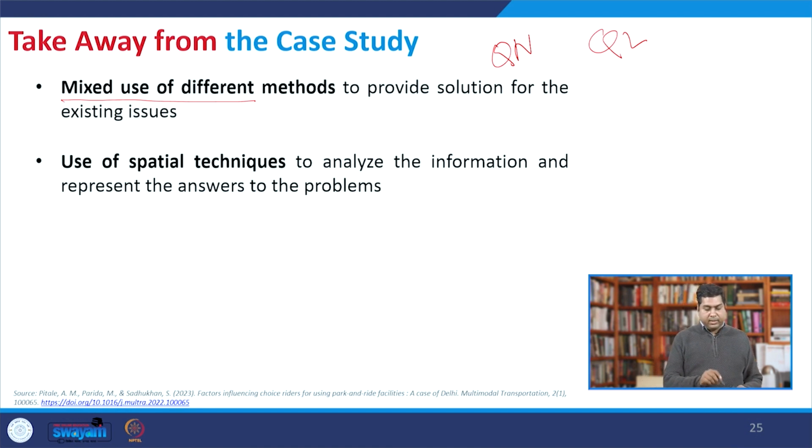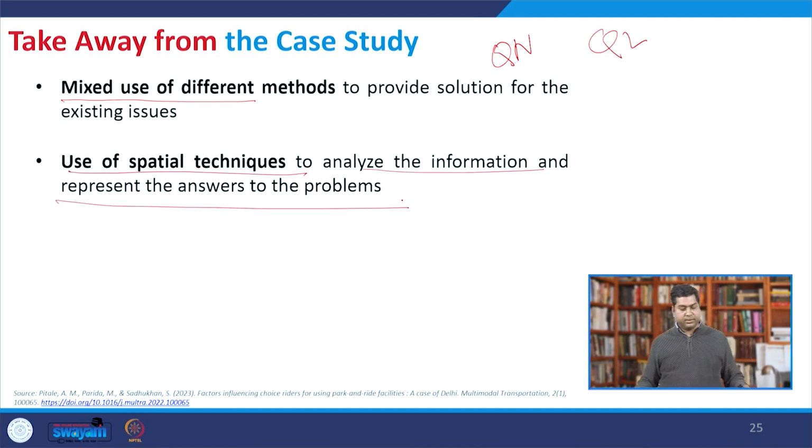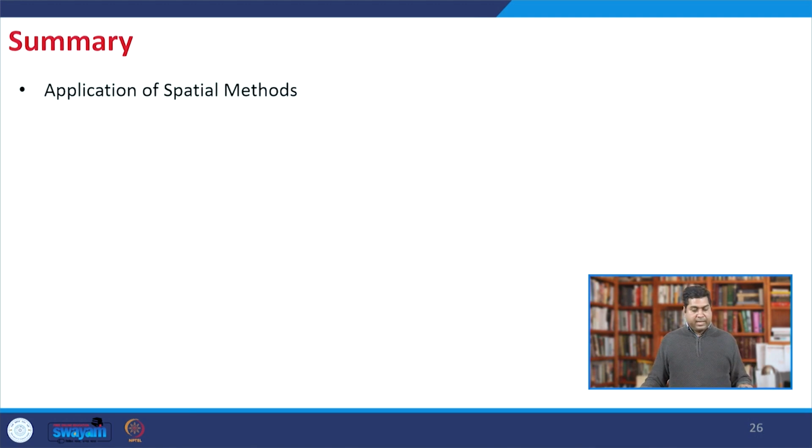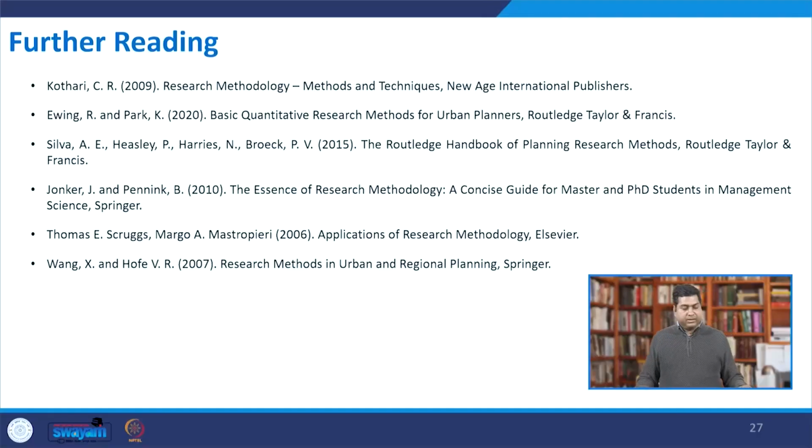This is also a successful demonstration of the use of spatial techniques to analyze information and represent answers to the problems: where to locate, and which are the locations that we should give priority. So, with that I end here. I have already summarized the case where we have used the spatial method, GIS MCDM, using GIS mapping along with the AHP, as a combination. These are some further reading.